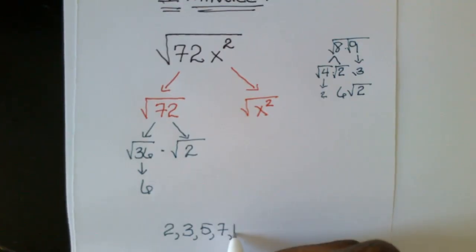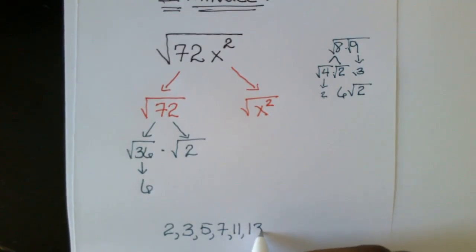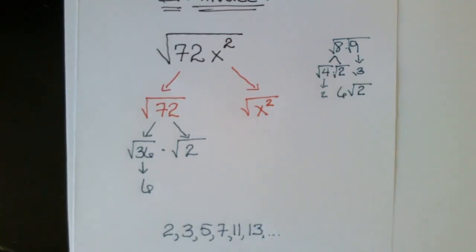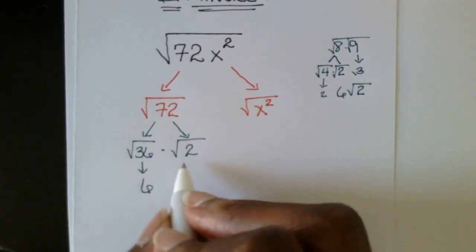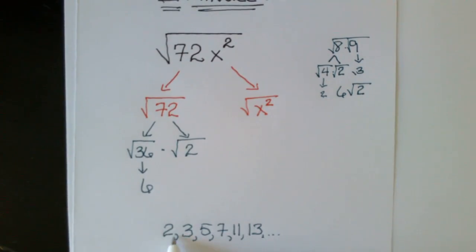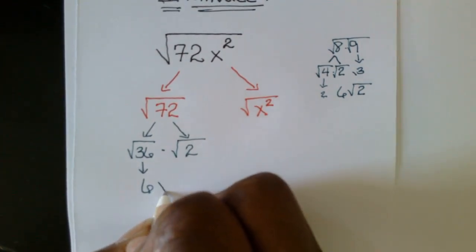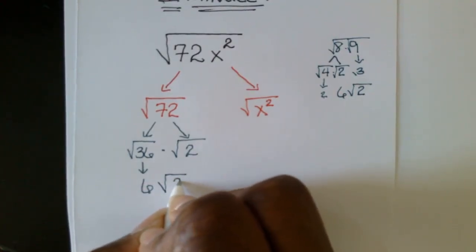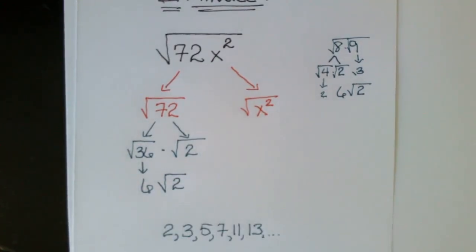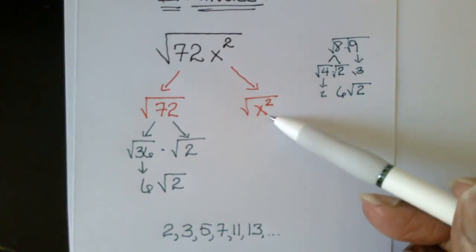Alright? So we have our 11, 13, and there's a whole bunch. Okay? So, since 2 is a prime number, if I can't break it down, I'm going to bring it down. Okay? Thanks, Dom. So, yes, definitely.